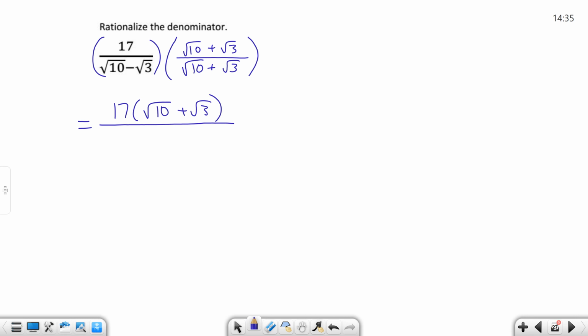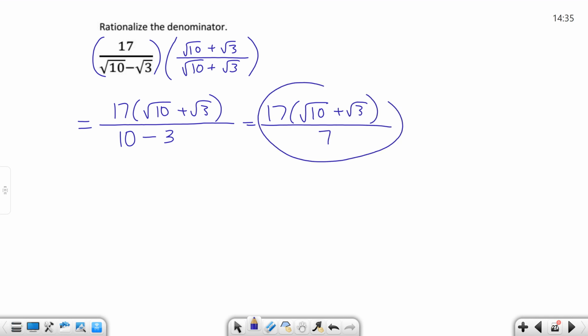In the denominator, square root of 10 times square root of 10 is 10. And then I get plus the square root of 30 and minus the square root of 30. They cancel. If you want to write them down, you can, but they're always going to cancel. And then negative square root of 3 times positive square root of 3 is negative, since square root of 3 times square root of 3 is 3. And then I simplify this 10 minus 3 and get what? This is going to be 17 times the square root of 10 plus the square root of 3 over 7. And I love this answer right here. I really like this up here better. That's better to me. But anyway, all right.